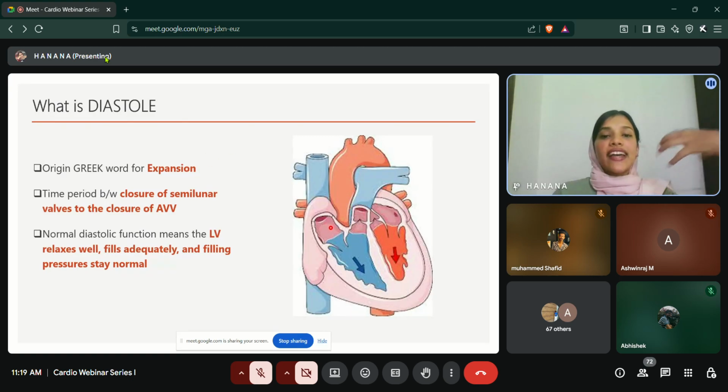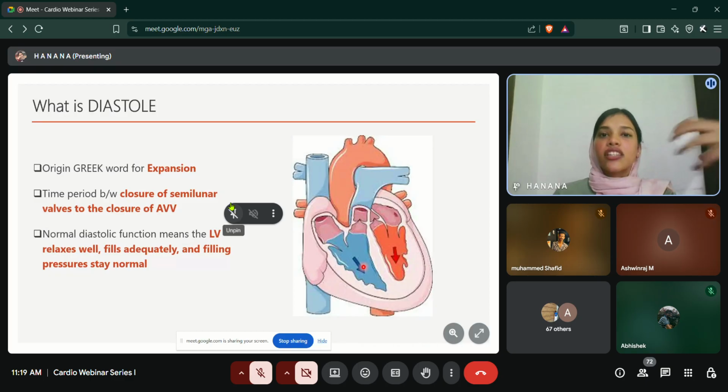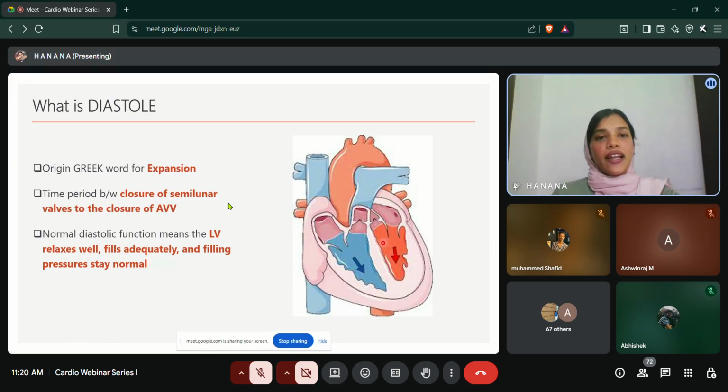During diastole, because it gets filled. When we say that the heart is pumping, it is actually the ventricles that are pumping the blood. Okay, the ventricles pump the blood during systole, and the ventricles get the blood during diastole. That's why the term is expansion for diastole.